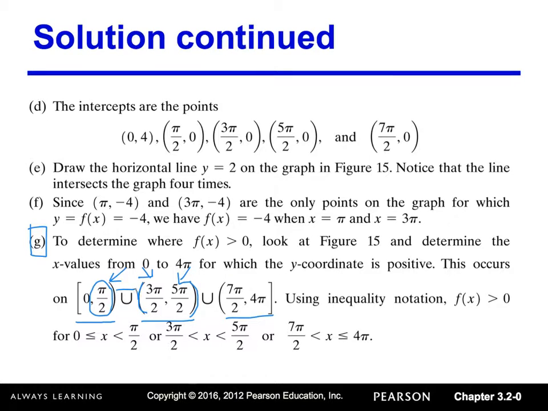And then this symbol is union. Union is just set notation for the word or. So you would say that this function has f of x greater than 0 from 0 to pi over 2, or from 3 pi over 2 to 5 pi over 2, or from 7 pi over 2 to 4 pi.